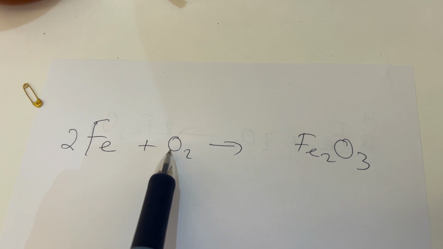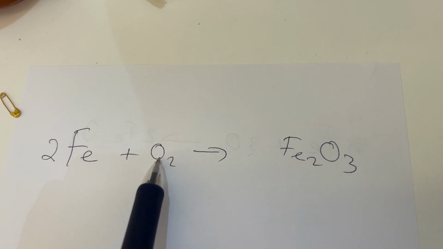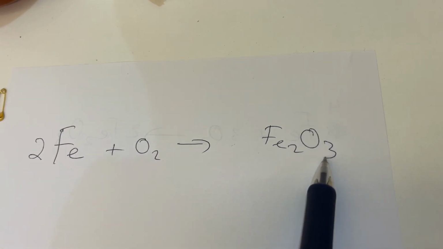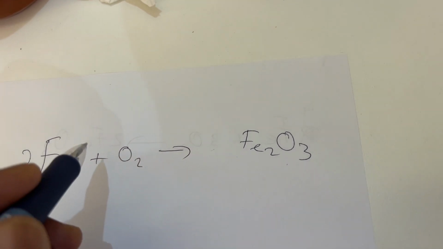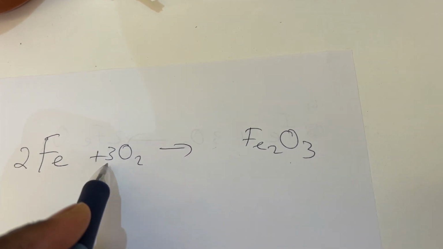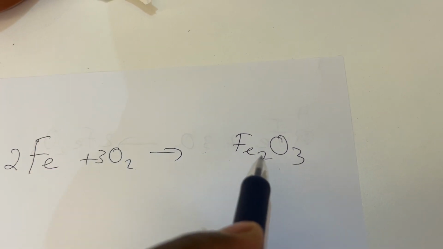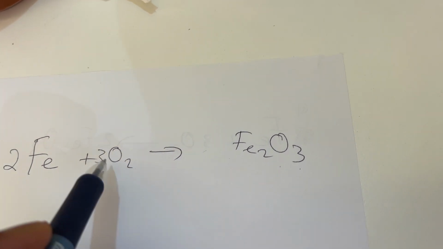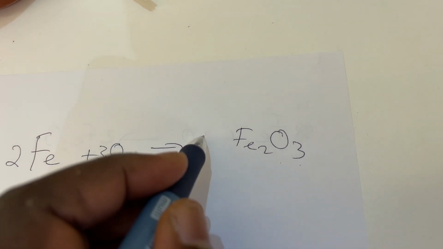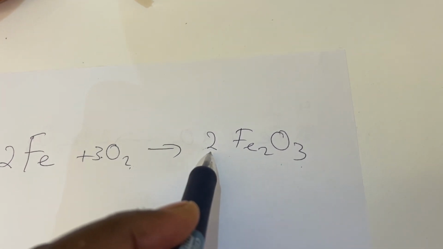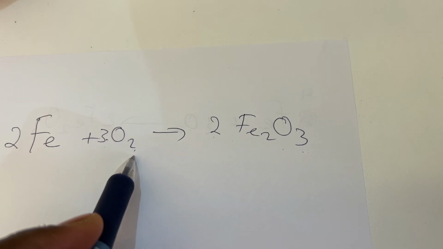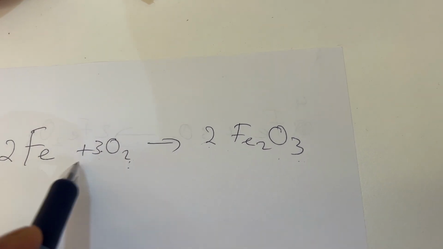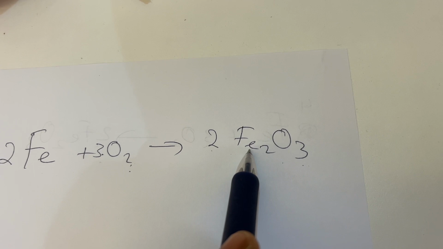And usually, if you have numbers like this, you have 2 oxygens there and you have 3 oxygens there. If you put a 3, you just exchange. If you put a 3 here, it means you're going to have 6 oxygens this side and you have 3 oxygens that side. So 3 times 2 is 6. So it means you put a 2 there so that it becomes 2 times 3 is 6 and 3 times 2 is 6.